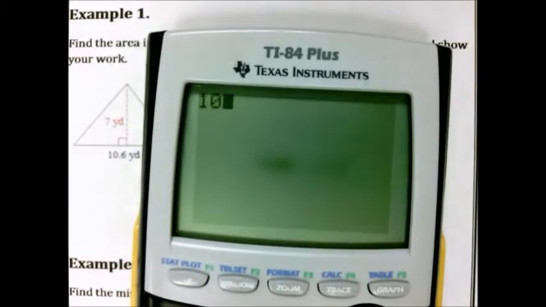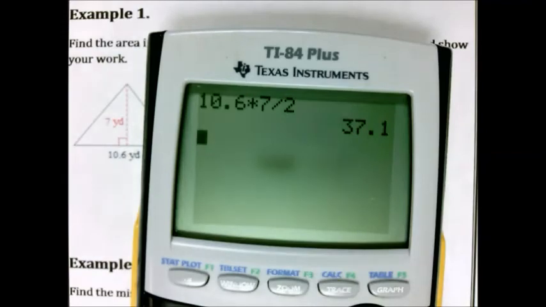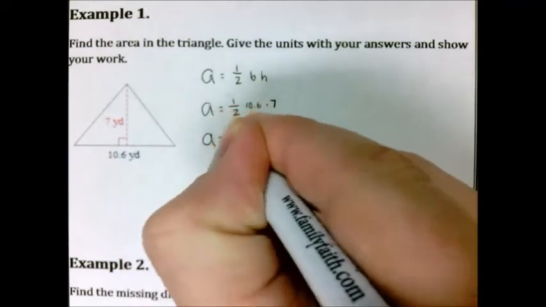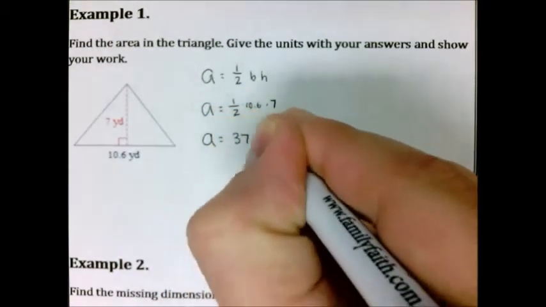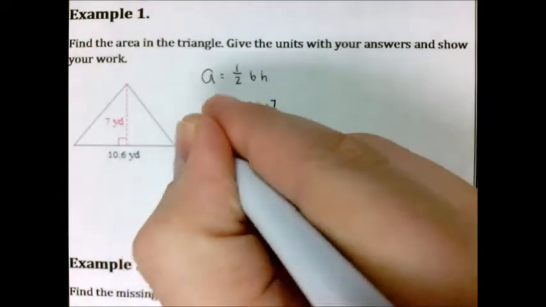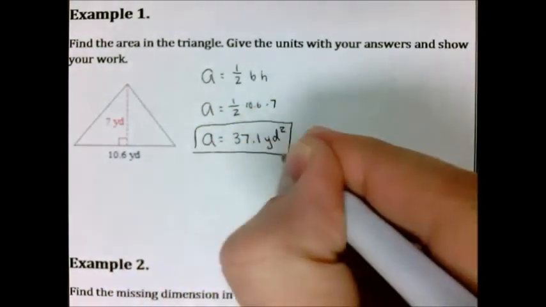You do 1/2, or we can just do the base times the height, so 10.6 times 7 divided by 2. That's the 1/2 part, right? If you multiply by a half, you're doing the same thing as dividing by 2. We press enter there, and we get 37.1. So the area is equal to 37.1, and remember that's yards squared, because we're talking about area, so it's got to be yards squared. Make sure you label.